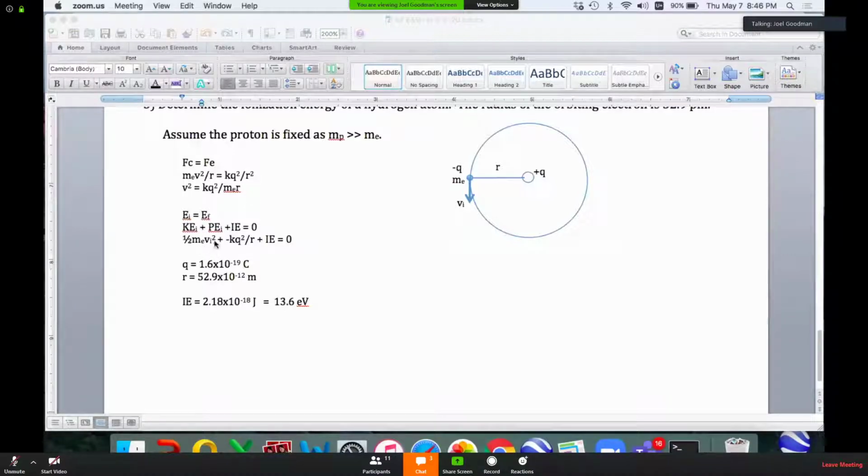So the mass will cancel out. When you put this velocity down here, the electron mass cancels. And look at this. We have an ionization energy of this amount. And what in the world is this? Does anybody know what that is? Isn't that an electron volt? It is an electron volt. So tell me, what's the value of an electron volt?